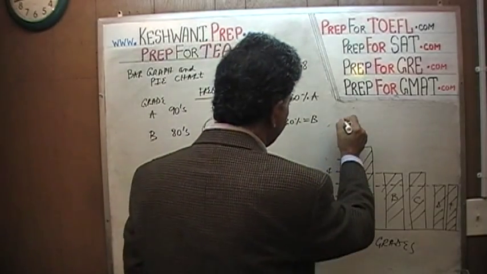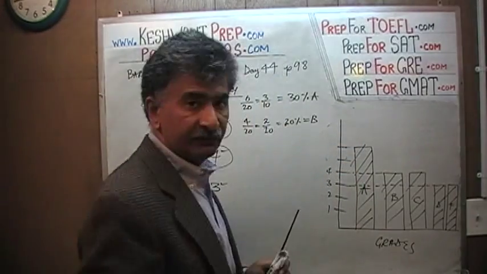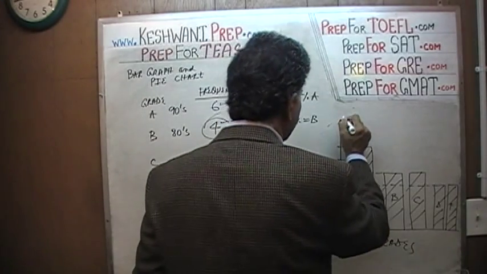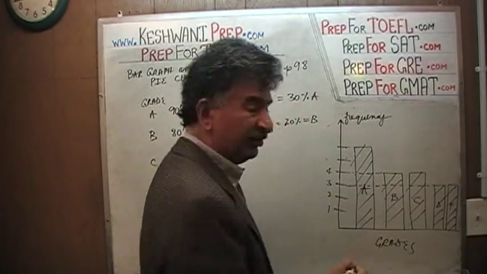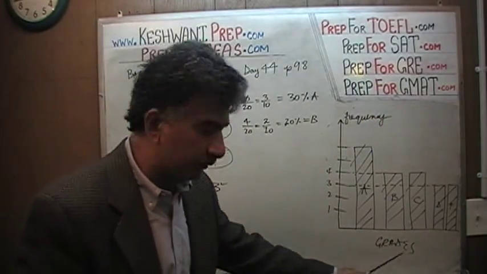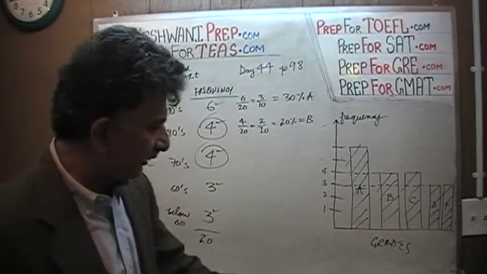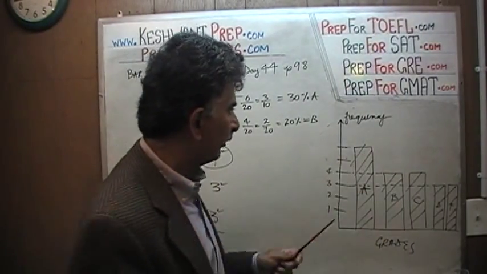So again, on the y-axis, what we are showing are the frequencies. Frequencies, I should say, plural, but I didn't do it here. Just like here, it doesn't say frequencies, it says frequency. It should be frequencies.